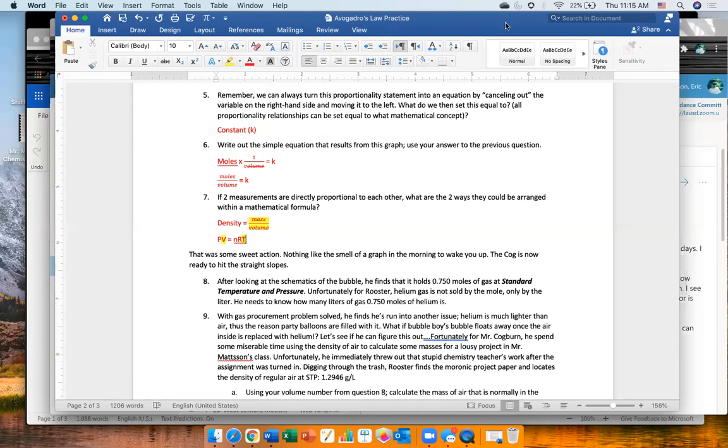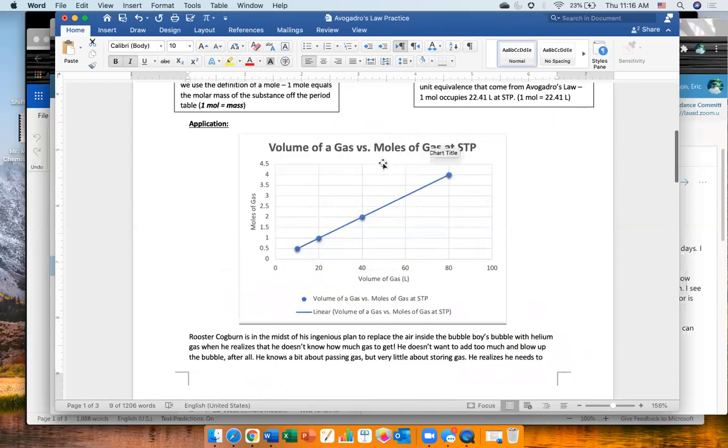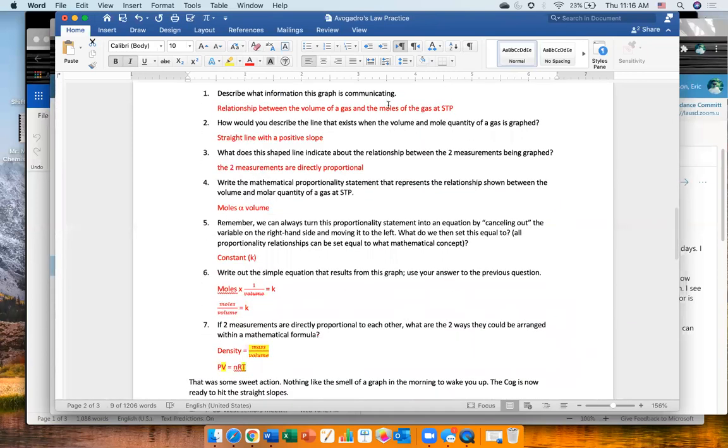All right, so there are the answers to those questions. Like I said, I wanted to go over those parts, and it is review. So that's the basis for Avogadro's law. So this is where the law came from. His discovery that 1 mole of any gas will occupy 22.41 liters of volume is a result of this type of work here. So that's why I wanted to put that review on there.